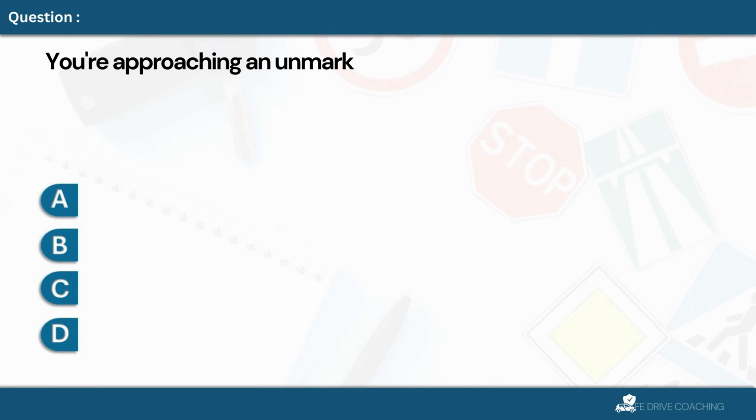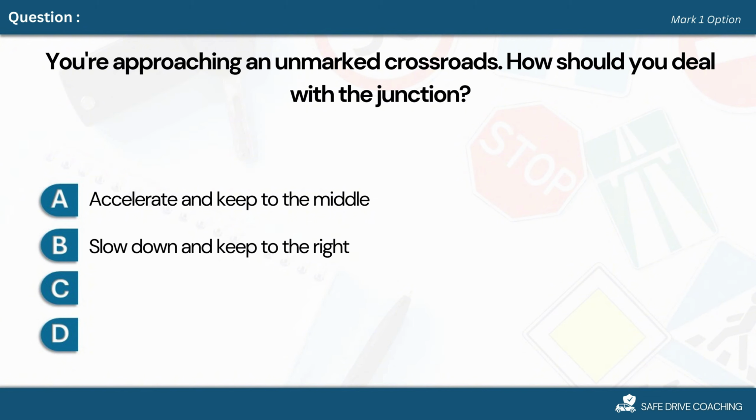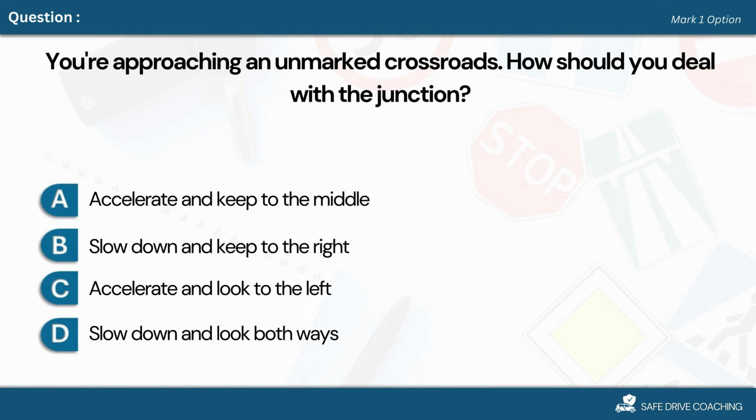You're approaching an unmarked crossroads. How should you deal with the junction? A. Accelerate and keep to the middle. B. Slow down and keep to the right. C. Accelerate and look to the left. D. Slow down and look both ways.